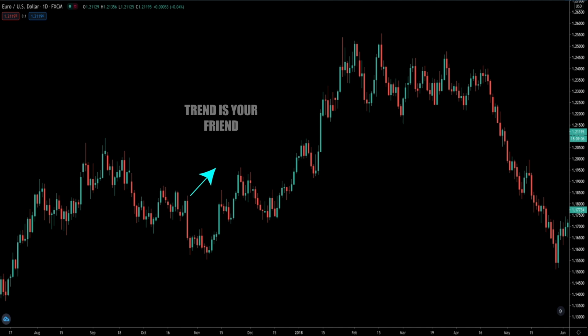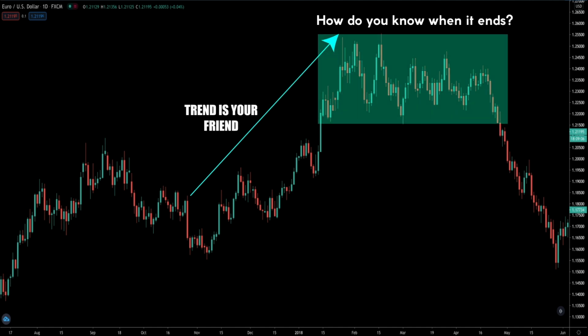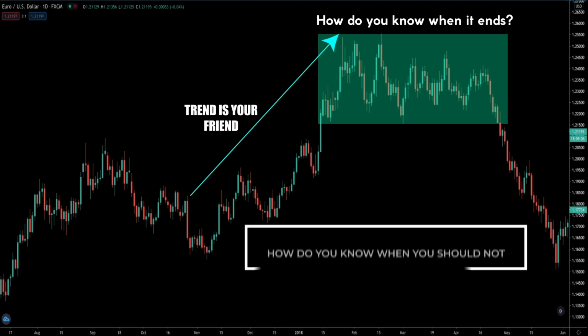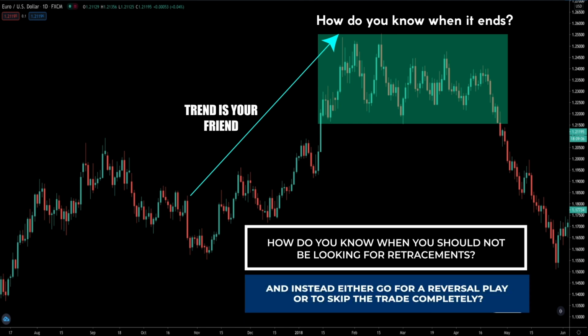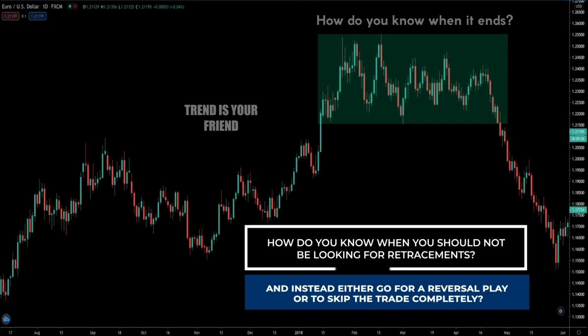They say that the trend is your friend till it ends. But how do you know when it ends? How do you know when you should not be looking for retracements and instead go for a reversal play or to skip the trade completely? Well, there's actually a neat trick that you can apply to know when you should not trade a retracement.